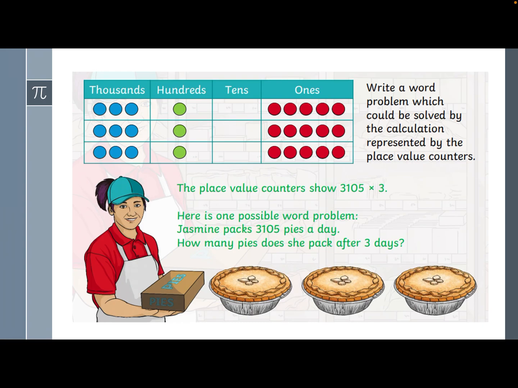Let's have a look. Write a word problem which could be solved by the calculation represented by the place value counters. So what word problem could you write? So here's one possible one. Jasmine bakes 3,105 pies in a day. How many does she pack after 3 days? Can you come up with your own word problem?